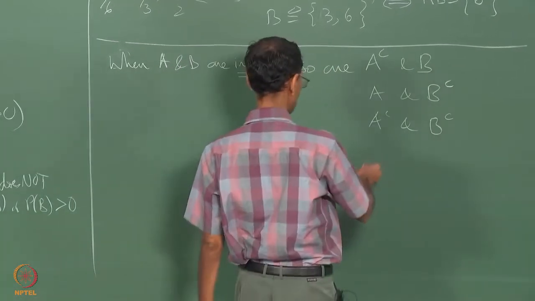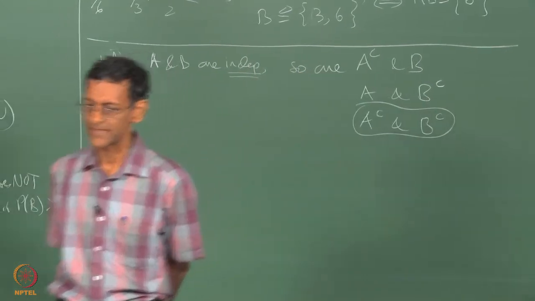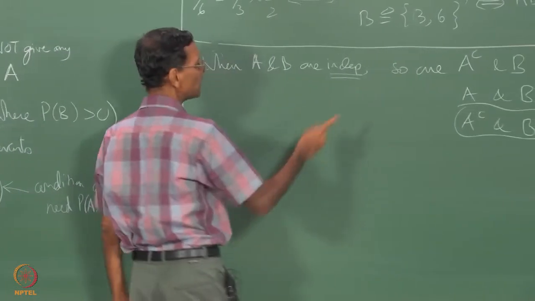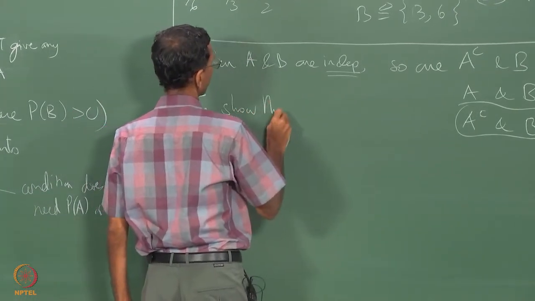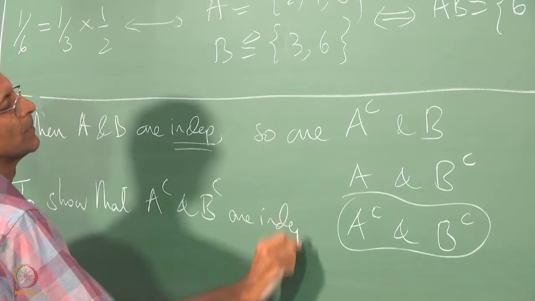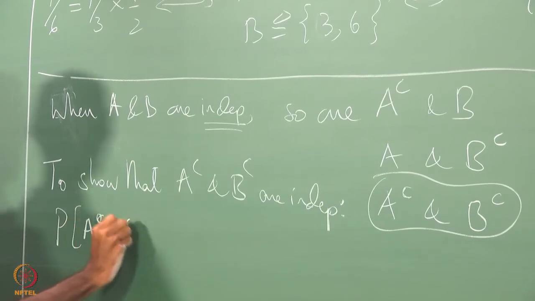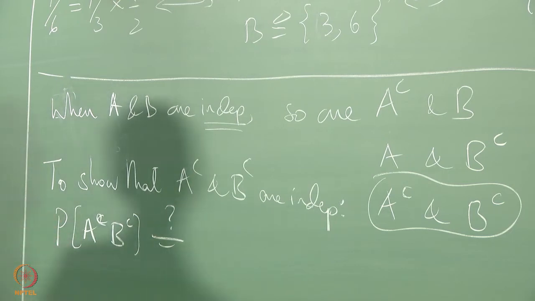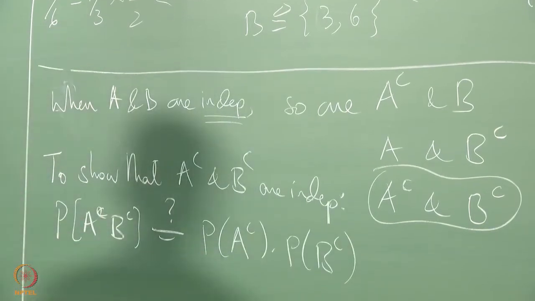So to prove or to understand this a little more, let's focus on this example of A complement and B complement. Let's take that. The others you can do by yourselves, right. So what we have to show is that A complement and B complement are independent. What do you want to do? You need to show, is it true that P of A complement B complement, with a question mark above the equality sign, is the same as P of A complement multiplied by P of B complement, right. This is what we have to show.